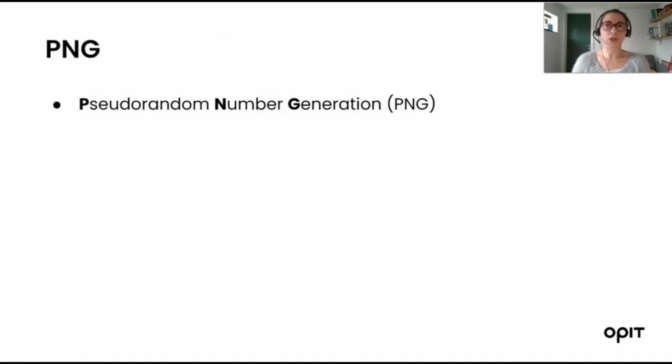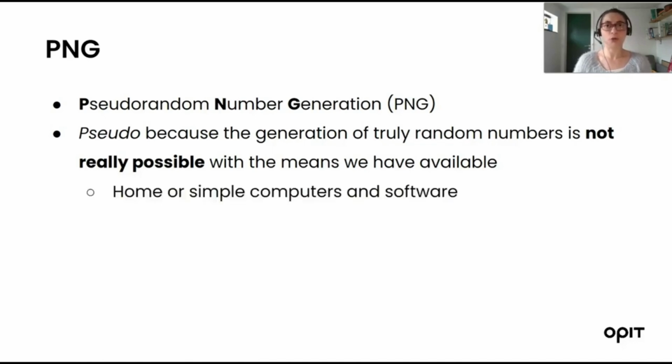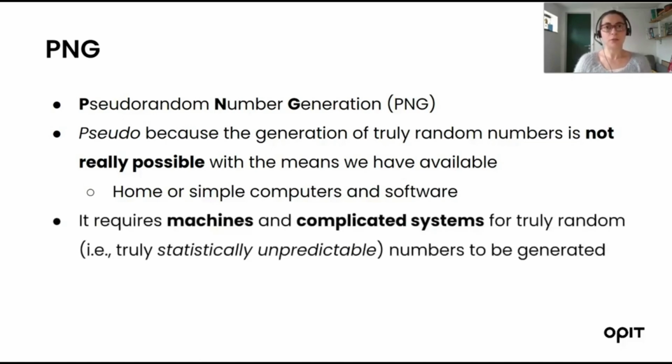Pseudo-random number generation, or PRNG as it can be found for short, is a useful task in many applications, for example for sampling elements from a collection randomly. It is pseudo because the generation of truly random numbers, that is numbers that are statistically unpredictable, is not really possible with the means that we have commonly available, that is with our home computers or our simple computers at work and the software that we commonly use. For truly random numbers to be generated, sophisticated machines and complicated systems need to be used, the reason for which is beyond the scope of our course.